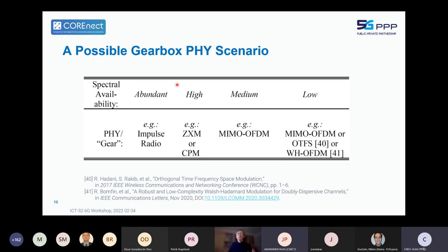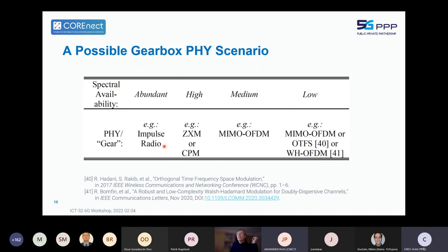So we can use impulse radio. Think of it. If you have 2 gigahertz of bandwidth and you want to do a 10 megabit video, we have 200 times more spectrum available, sorry, than we need. We can even use impulse radio. So 10 megabit per second in this term is super narrowband. So that means we have cases of abundant. We have high, we have medium, and we have low.